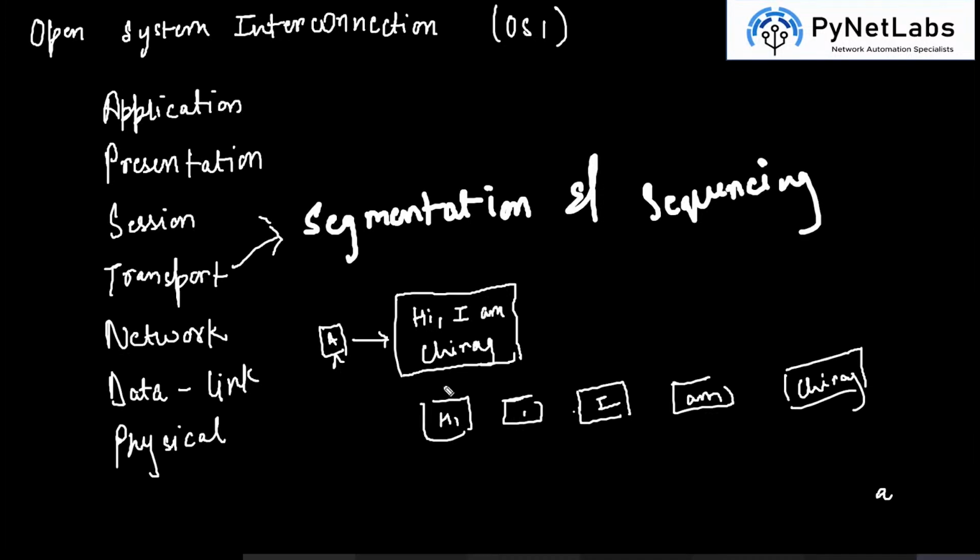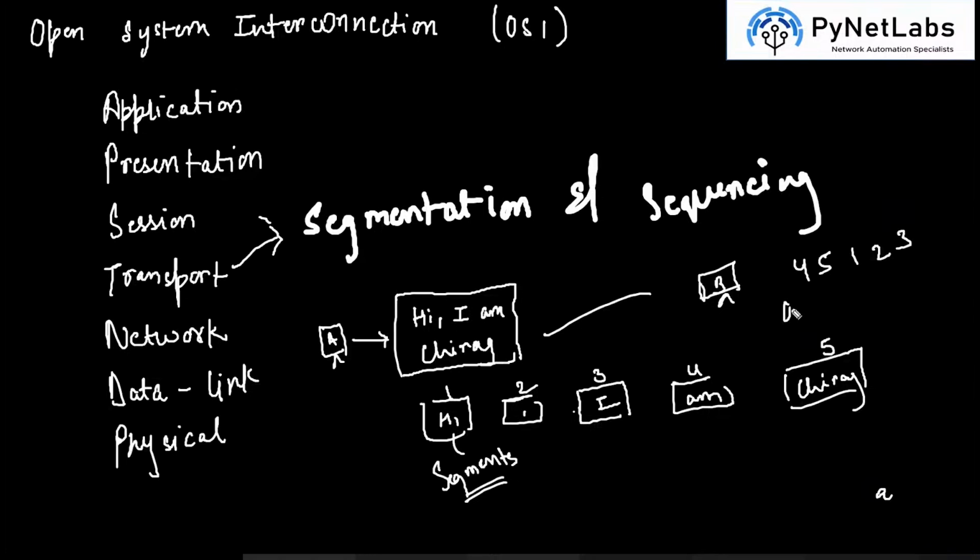Now the transport layer will number this, or you can say will give a sequence to the data, and these individual pieces are known as segments. Now imagine this reaching the PC B in a sequence 4, 5, 1, 2, 3.